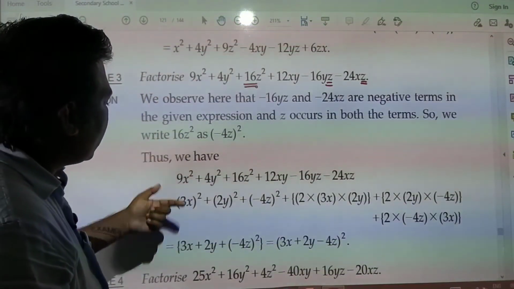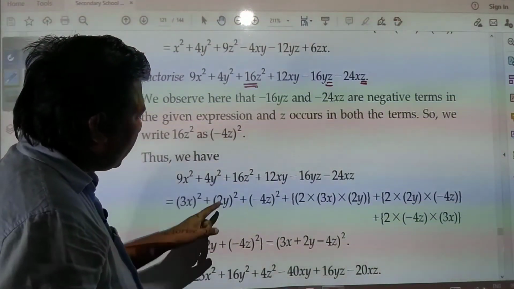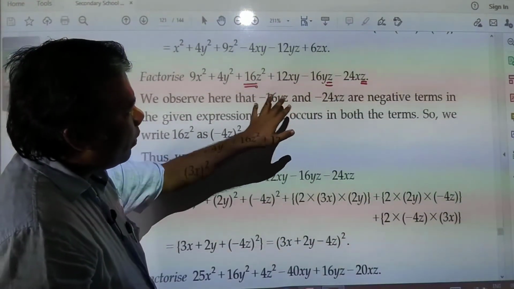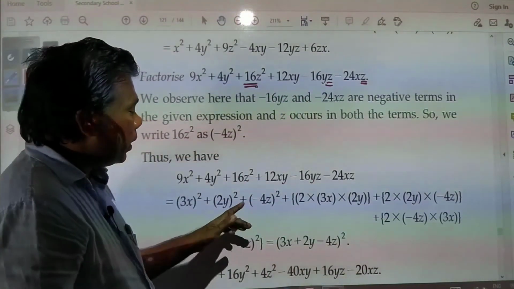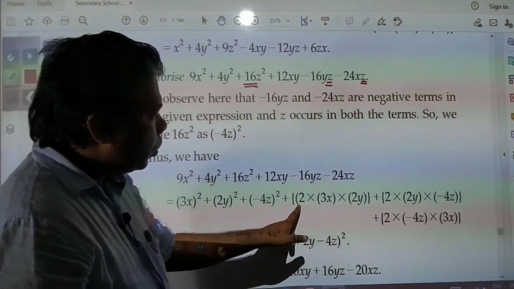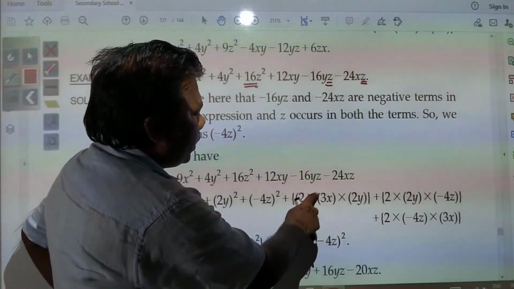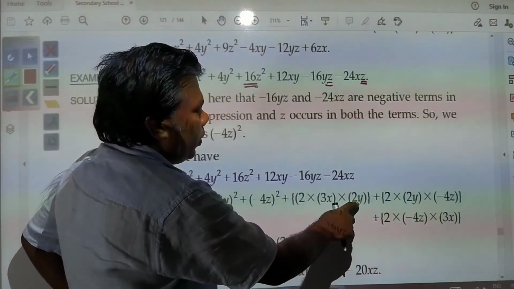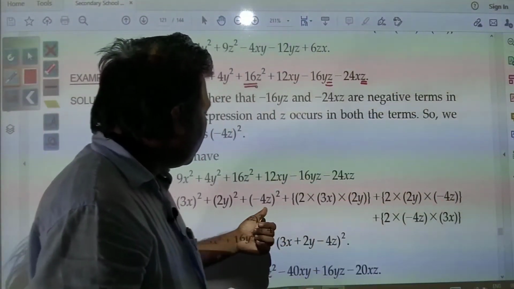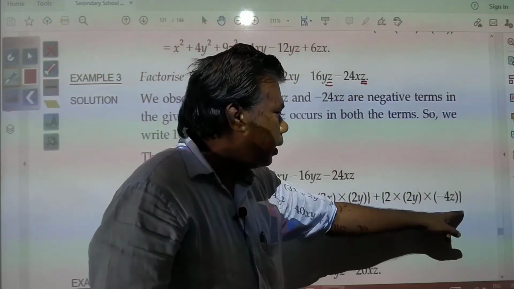So finally how will we write this? You see 9x square can be written as 3x whole square, 4y square can be written as 2y whole square, and for 16z we have found out the z term should be negative, and that's why we have written minus 4z whole square, and then plus 2xy. So 2xy term you have, in place of x you have 3x, in place of y you have 2y. Then 2 into 2y into z term, you see minus 4z you have. So this term will be negative and this term will be negative.